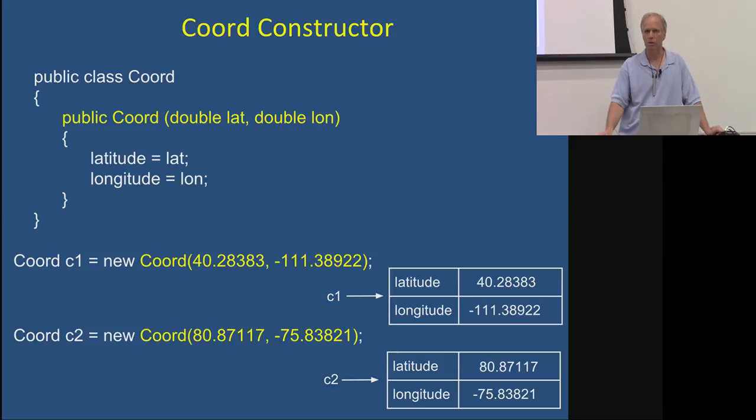And then you got C2. So now we've got two independent objects with different latitudes and longitudes. The same constructor initialized them. Every time you call new, you get a new chunk of memory. That chunk contains space for the instance variables to be stored.